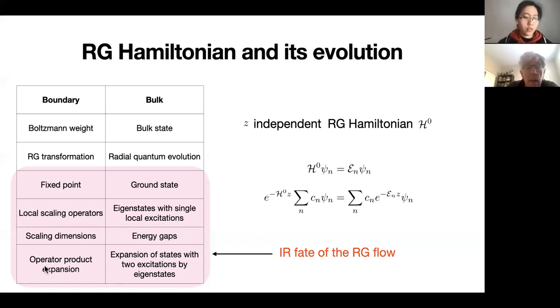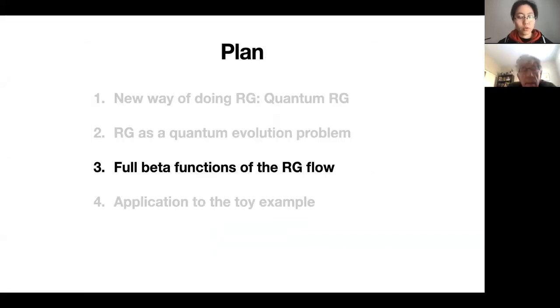We also want to ask about the OPE for those scaling operators. Due to the nature of the eigenstates, they are complete bases, so we can expand any state with two local excitations by those eigenstates. In this way, we get the corresponding OPEs. So with all this IR information, we are able to get the full beta function of the RG flow.